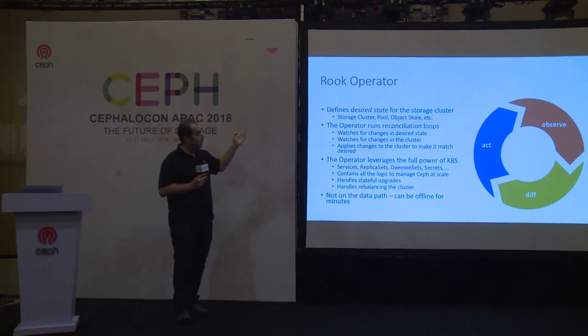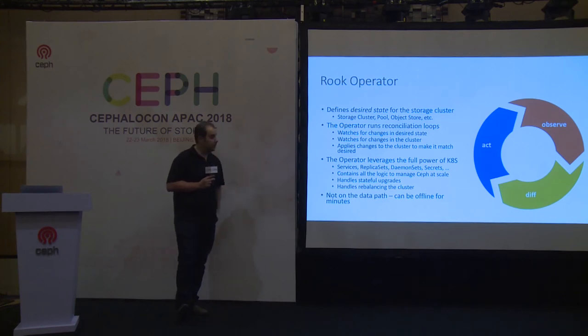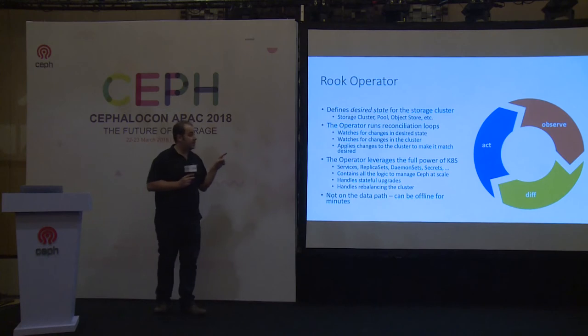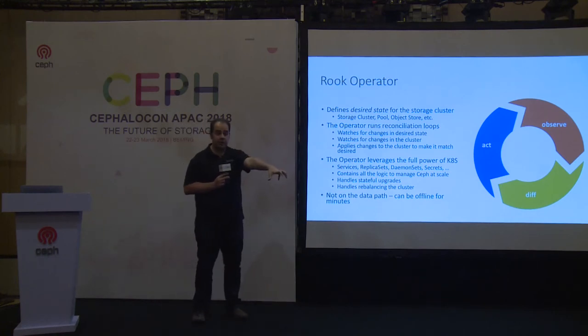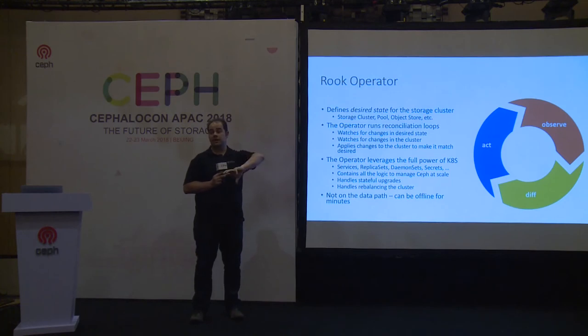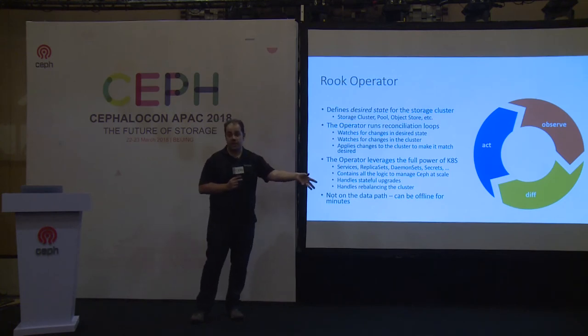And you do that with objects like storage cluster, pool, object store, file system, and others. And then what the Rook operator does is it sits in a reconciliation loop, essentially observing what is out there, and diffing what's out there with the desired state. And if there are differences, it will act on them. And that is running continuously. It's fairly efficient. But it's actively watching the system and reconciling desired state with actual state in the system.